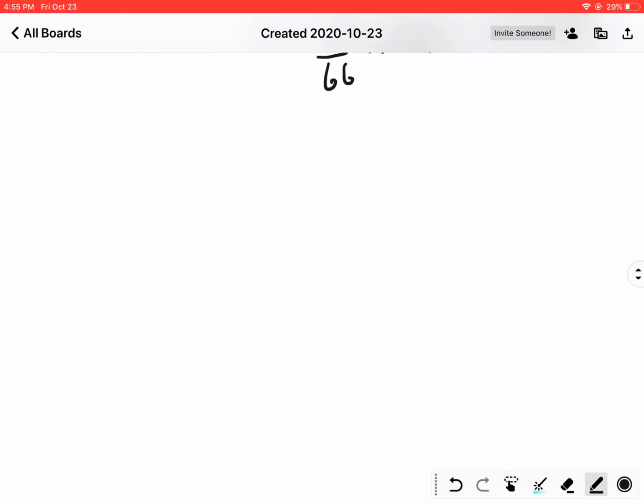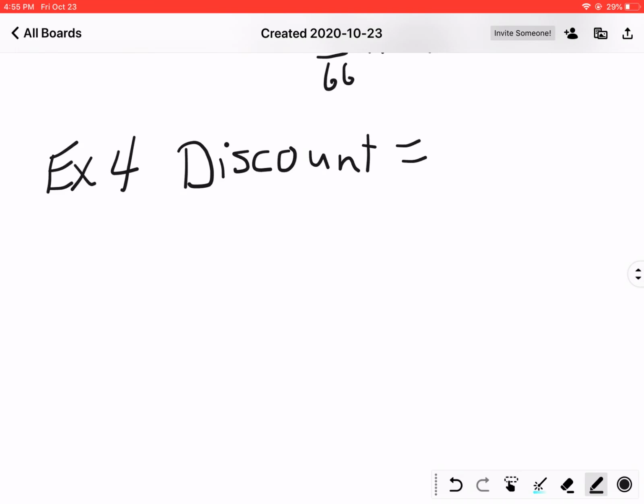Example 4. A hockey stick is on sale for 40% off. What is the new price? Well, this isn't a percent increase or decrease question, and there are a couple of different ways of doing it. So the discount is 40% of 180. We can use your calculator, or 4 times 18 is 72, so 0.4 times 180 is the same thing.